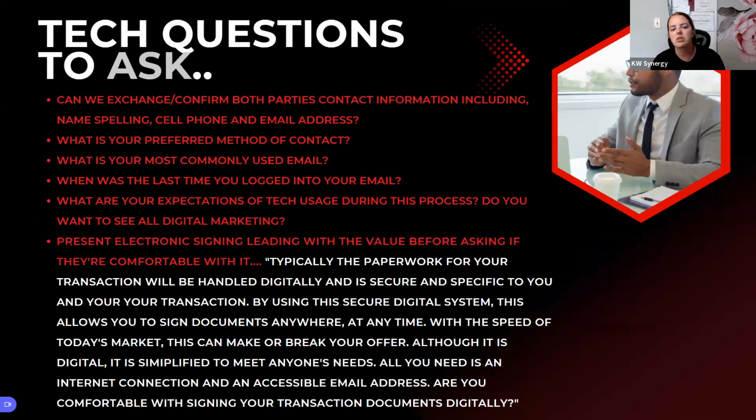Okay, so these are some of the questions that you can ask to really gauge how this is going to go or what works best. So, can we exchange and or confirm both parties' contact information, including the name spelling? So often we misspell names and that can affect a contract or any signature of any form. Their cell phone number, what is the best phone number to reach you at? And what email can you access the easiest? Not what's your personal email. What can you access the easiest?